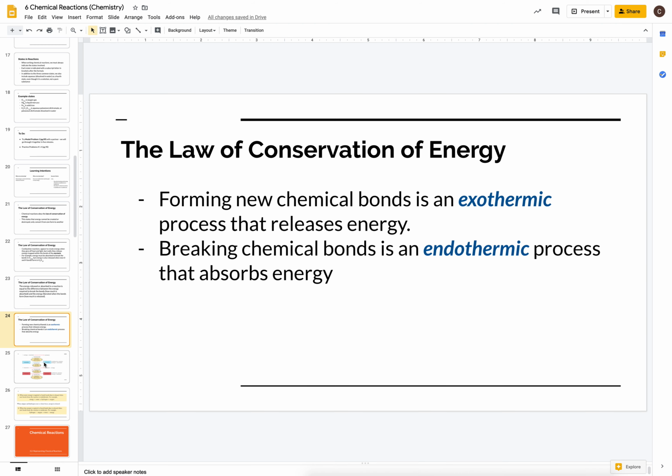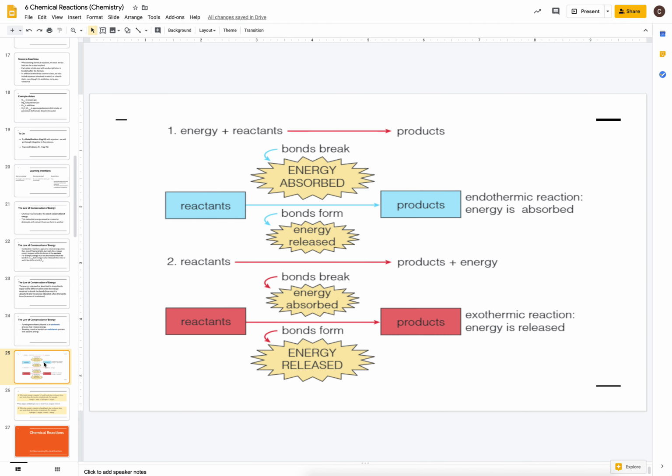So we can apply this to the breaking and forming of bonds, but we can also apply it to chemical reactions themselves. If the amount of energy absorbed by a chemical reaction is greater than the amount of energy released, you will have an endothermic reaction, because overall the reaction is taking in energy. If the amount of energy released as the bonds form is greater than the energy absorbed to break the bonds, you'll have an exothermic reaction, like a combustion reaction, a reaction that will overall release energy.